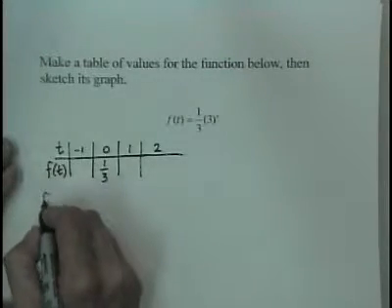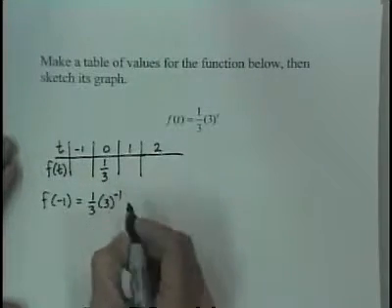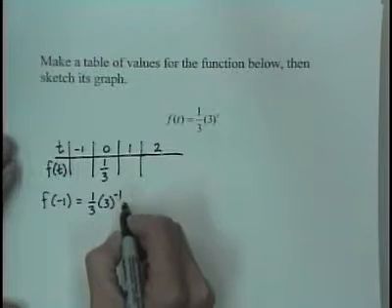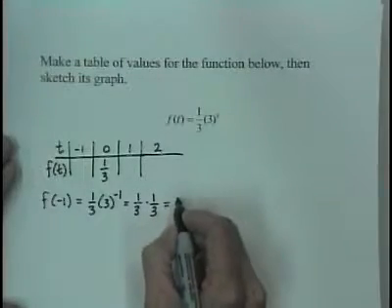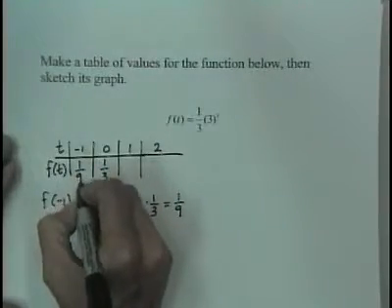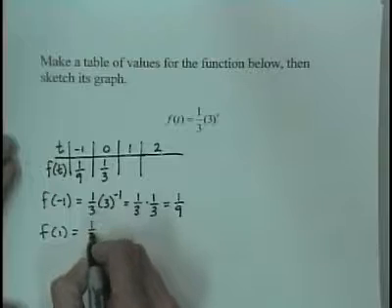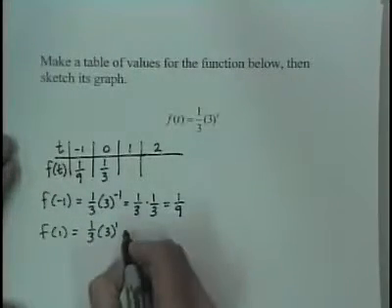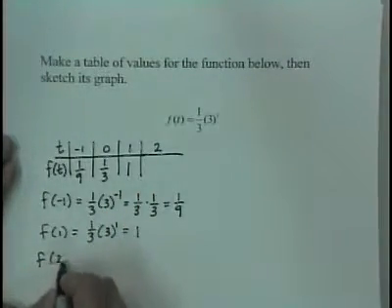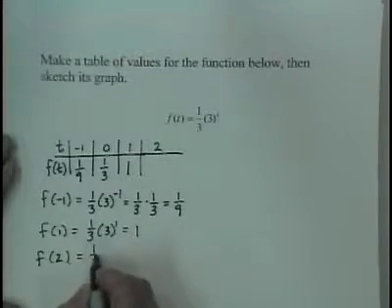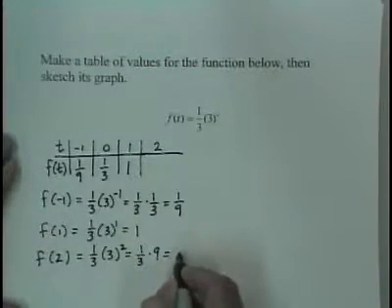Let's find the others. I want to find f of -1, which is 1/3 times 3 to the -1. You can grab a calculator if you like, but I know that 3 to the -1 is 1/3, and 1/3 times 1/3 is 1/9, and I'll use that in my table. Now I'm going to use the value 1 for t and find 1/3 times 3 to the first power. That's 1/3 times 3, which is 1. And now the value 2 for t is going to be 1/3 times 3 squared, or 1/3 times 9, which is the number 3.